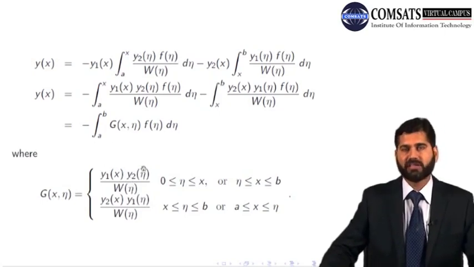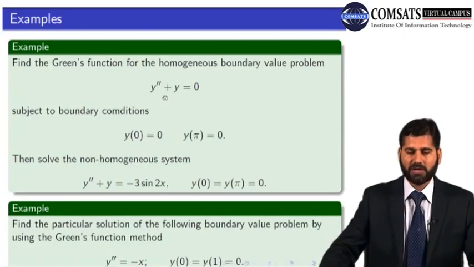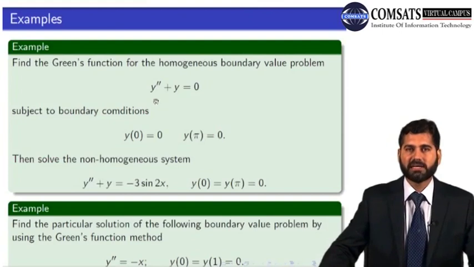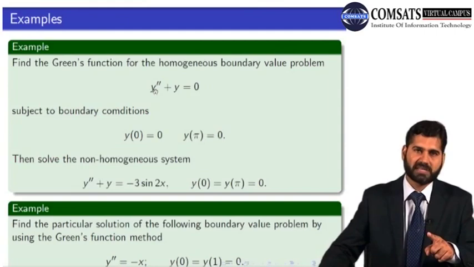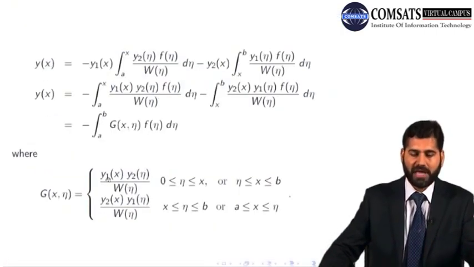And for the same example here, what were your y1 and y2? Basically, these are the solutions of the homogeneous equation. The solution of the homogeneous equation comes from the auxiliary equation. m squared is equal to plus or minus i. So you got cosine x and sine x. y1 is cosine, y2 is sine. All right. So if you replace in this equation, y1 is cosine, so cosine x sine eta, and this is cosine eta sine x.